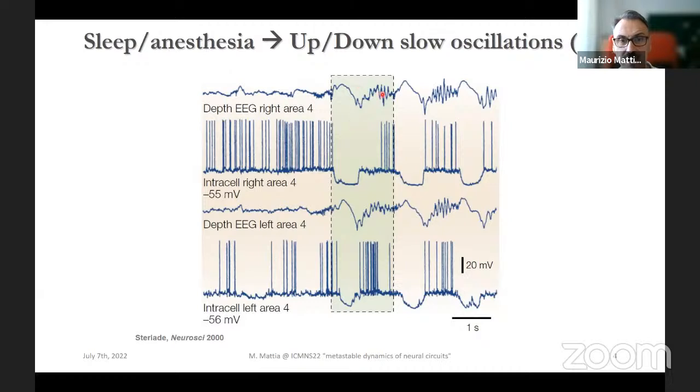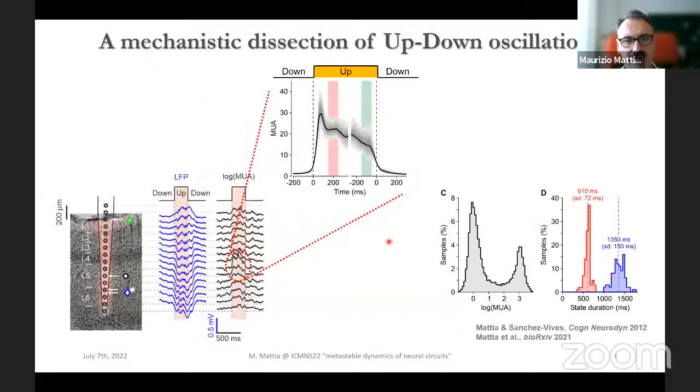And you see that this oscillation moving from down to up is very much synchronized across the whole brain. And you can describe this kind of phenomenon by having a look at the detailed time course of the firing rate from intracortical recordings. This is an example coming from the Maria Sanchez-Vives lab in Barcelona. This is a work we've done together.